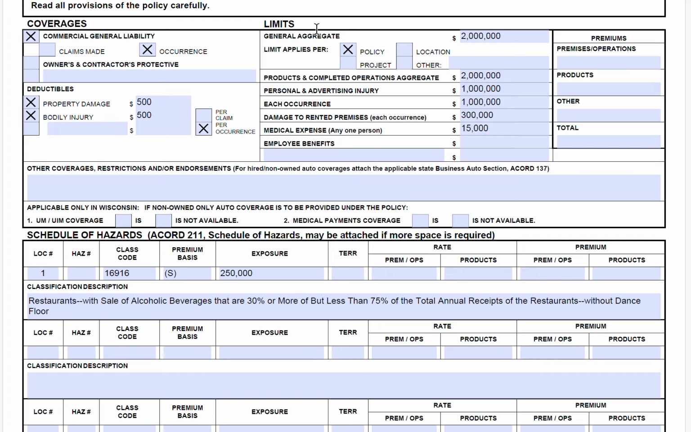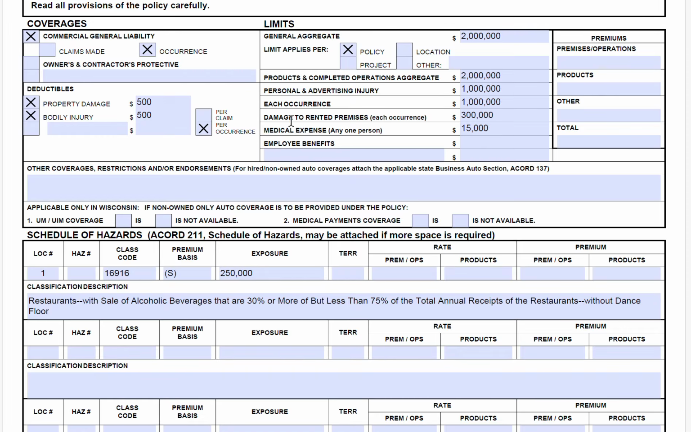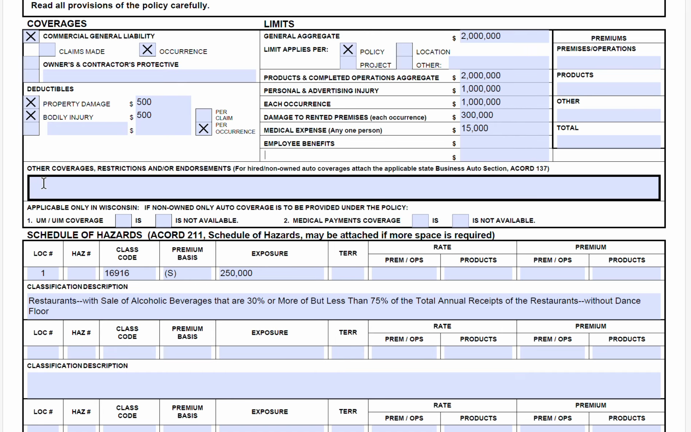Next, you'll want to go to limits. So you'll want general aggregate limit here, and whether it applies per location, per project, per policy. Usually it's per policy. Products completed aggregate, personal advertising limit, each occurrence, damage rented premise, medical expenses. So all the coverages you'll list here. Employee benefits if they have it, and if they have an additional one, say maybe liquor liability or something else, you'll want to list that here. Any other coverage, restrictions, endorsements, you'll want to list that here. I usually don't have anything to add.